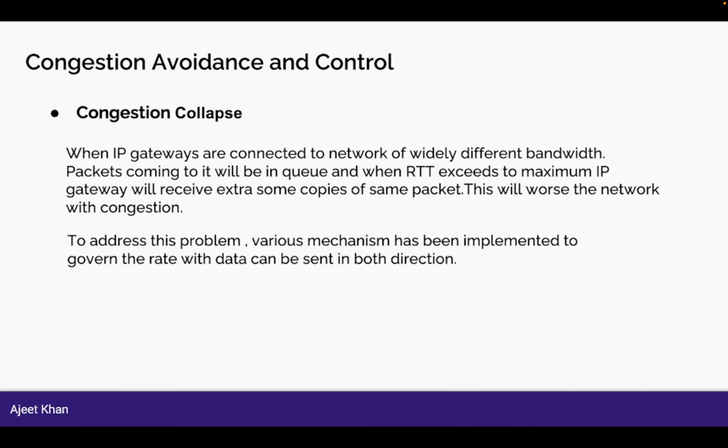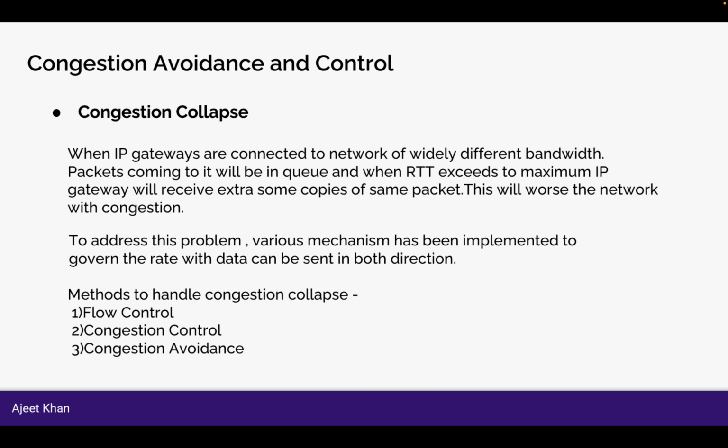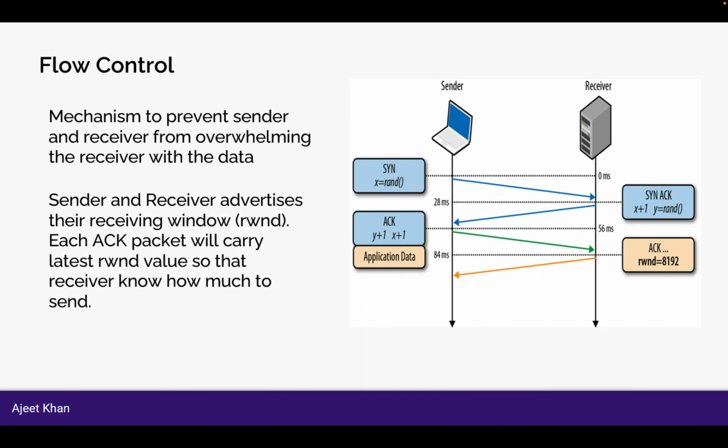To address this problem, various mechanisms have been implemented. There are certain methods to handle congestion collapse. One is flow control, second is congestion control, and third is congestion avoidance. Let us understand what is flow control. It is a mechanism to prevent the sender from overwhelming the receiver with data.